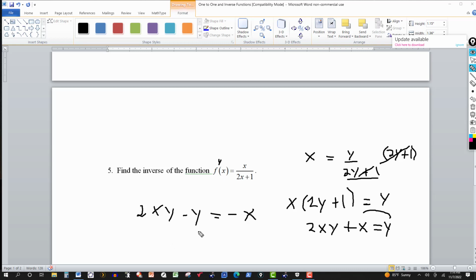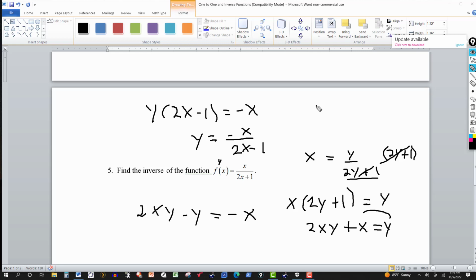Then we're going to solve for y, so let's factor out a y from the left side. That will give me y times (2x minus 1) equals minus x. And then I just solve for y, so I divide both sides by 2x minus 1. So this will give me on the right side minus x over 2x minus 1.